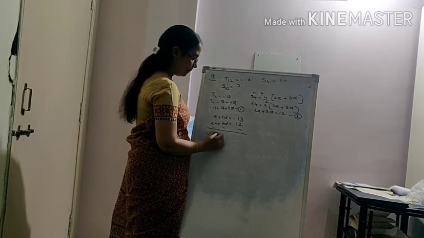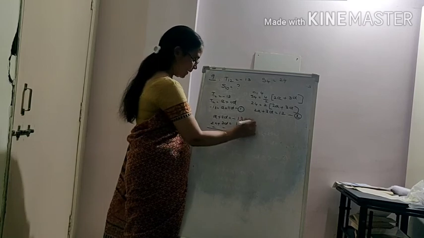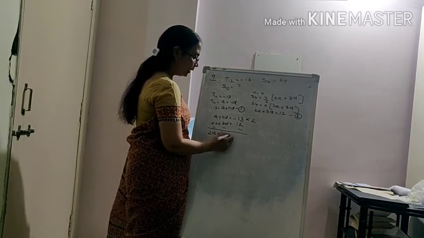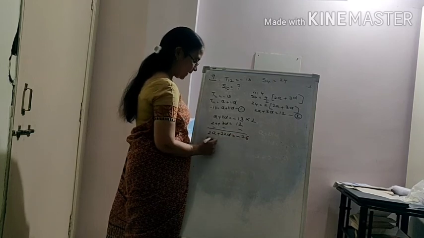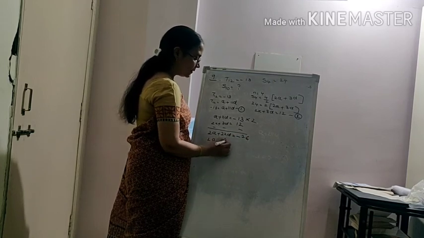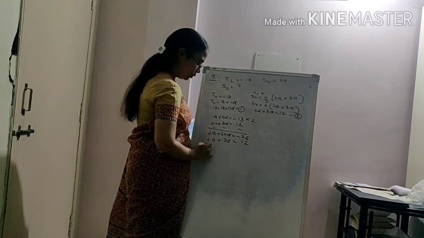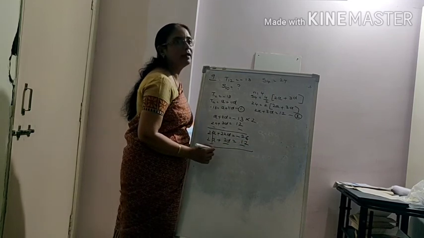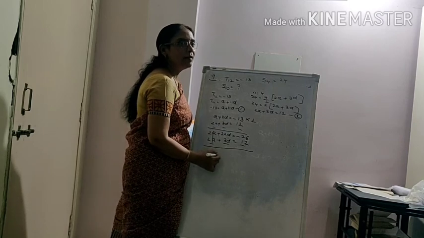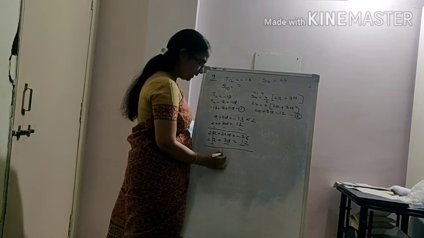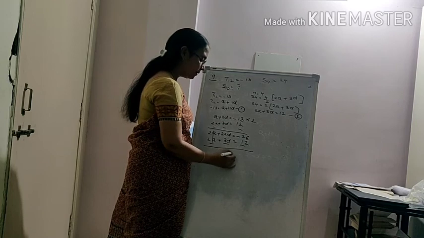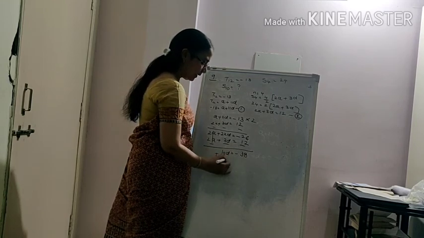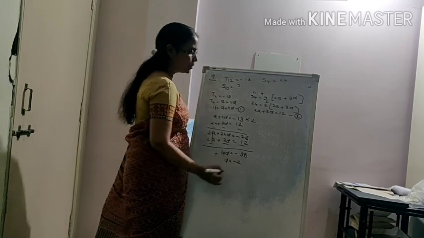Multiply the first by 2 and solve them. 2A plus 22D is minus 26. 2A plus 3D is equal to 12. Subtracting, 22 minus 3, 19D is minus 38. So D will be minus 2.